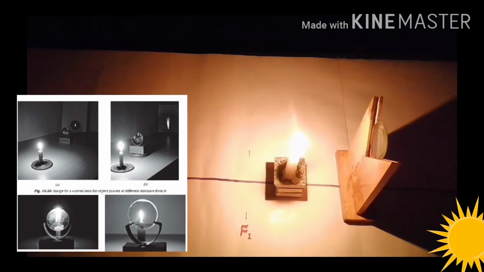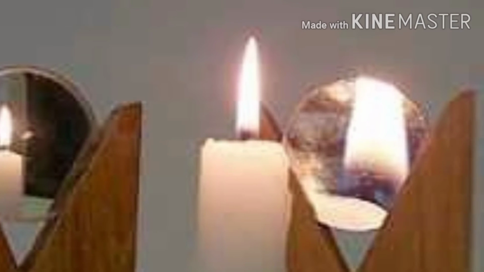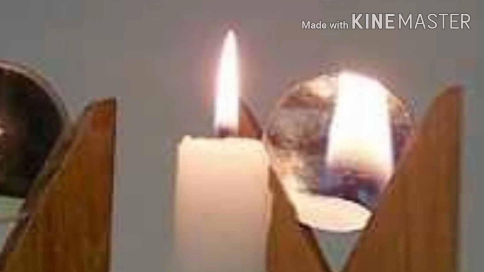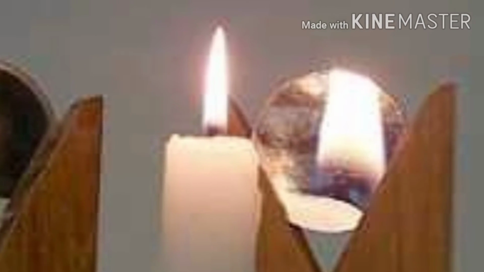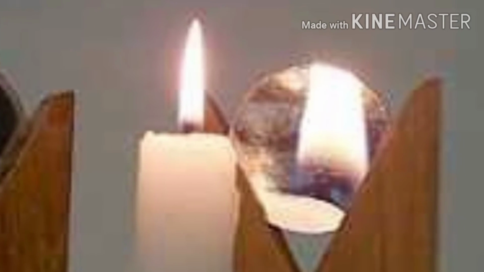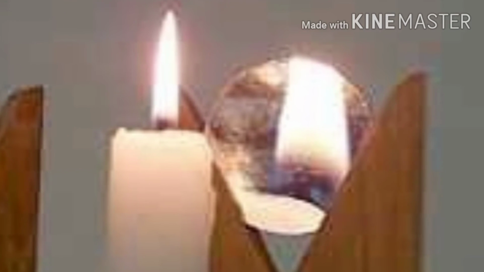When the object is placed between focus f1 and the optical center O, the position of the image is on the same side of the lens as that of the object, and the relative size of the image is enlarged, and the image is not formed on the screen, that is, it would be virtual and erect.